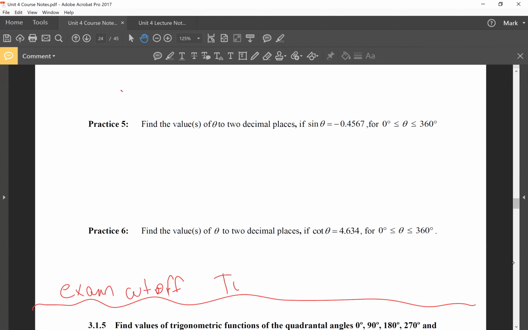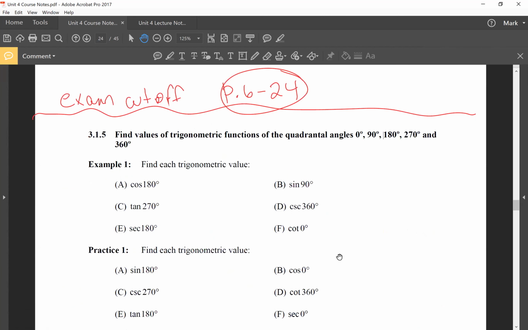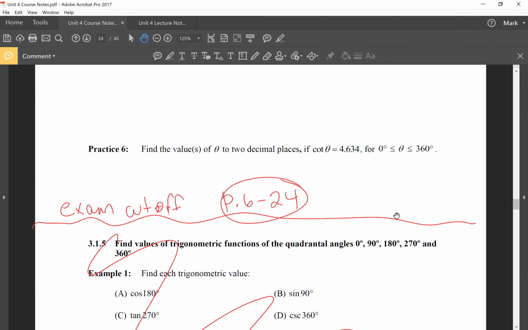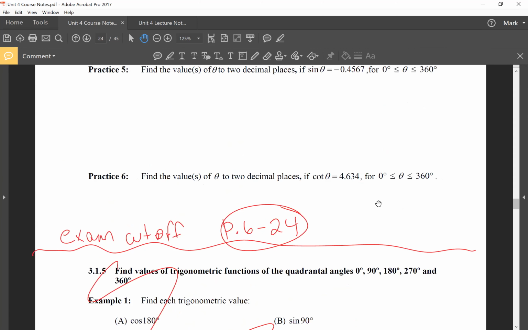So topics. In unit 4, it's page 6 to 24. So it's not a lot of pages actually. And you'll notice on the bottom of page 24, you don't have to do this. So we will do every topic from chapters 1, 2, 3, and 4, except topic 10 in unit 1. And that's it.